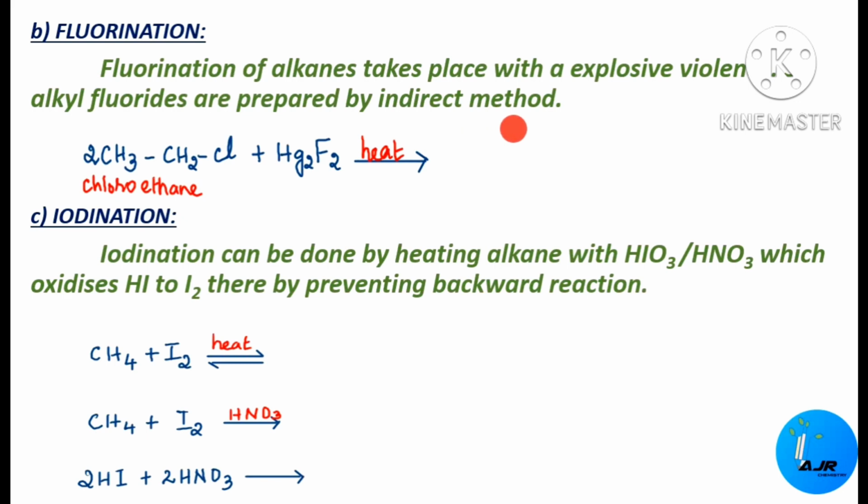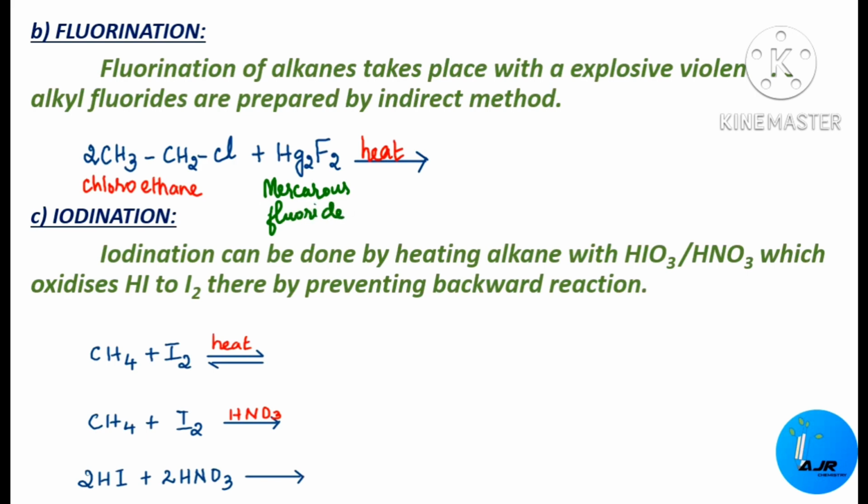So we are not making use of, just like that of chlorination. See, in chlorination we are adding chlorine directly, is it not? But here in the case of fluorination, we are not adding fluorine directly. Instead, we are making use of an indirect method. Okay, we are using mercurous fluoride.